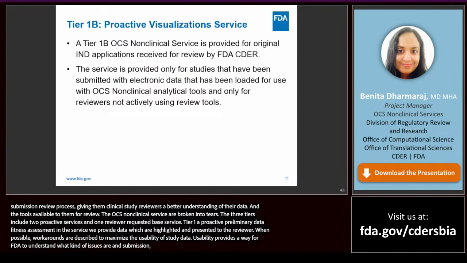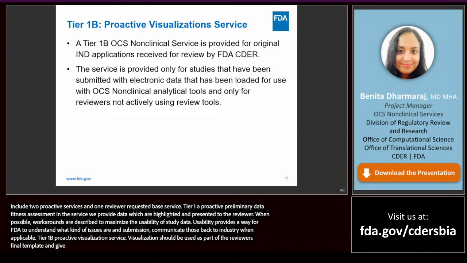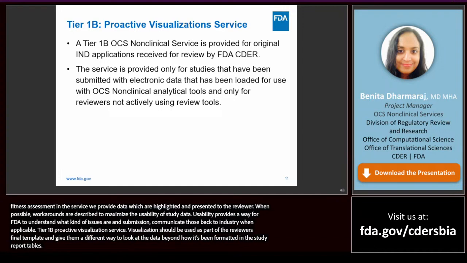Tier 1B, Proactive Visualization Service. Visualizations can be used as part of the reviewer's final template and give them a different way to look at the data beyond how it's been formatted in the study report tables. Any safety issues that previously went unnoticed are brought up early in the drug application and approval process, giving sponsors a chance to address and consider the issues.